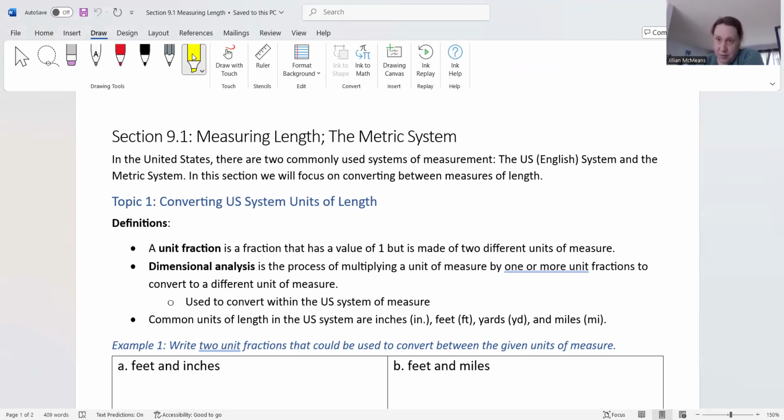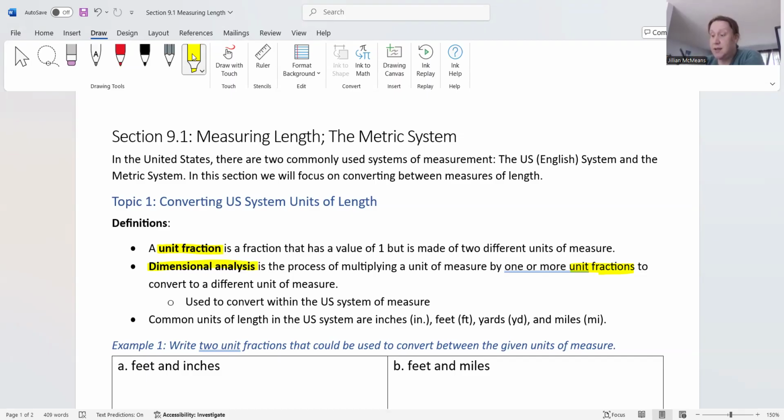But we have dimensional analysis. I'm going to skip a definition. I'm going to jump straight to dimensional analysis. Dimensional analysis is the process of multiplying a unit of measure by one or more, what we call unit fractions, to convert to a different unit of measure. It's kind of wordy, but basically it's how we convert. And so essentially what you're doing is you're multiplying an initial unit by one or more unit fractions. Well, unit fractions are a fraction made up of two different units of measure that represent the same amount.